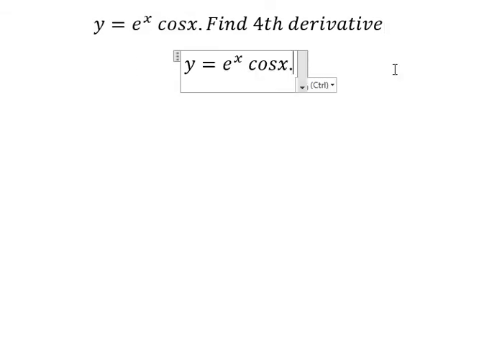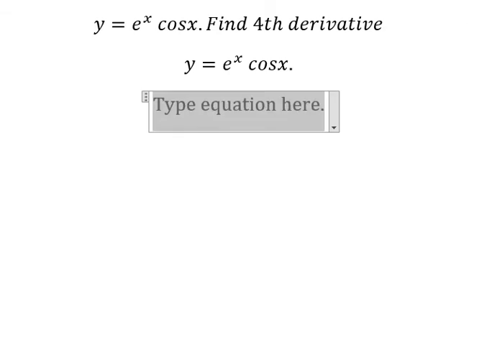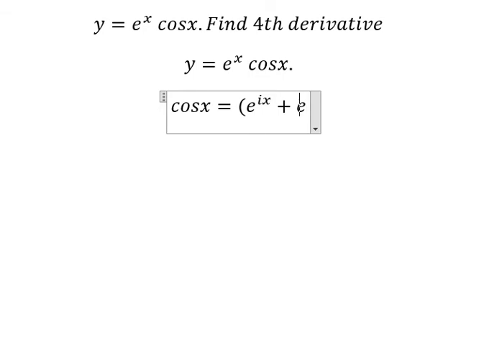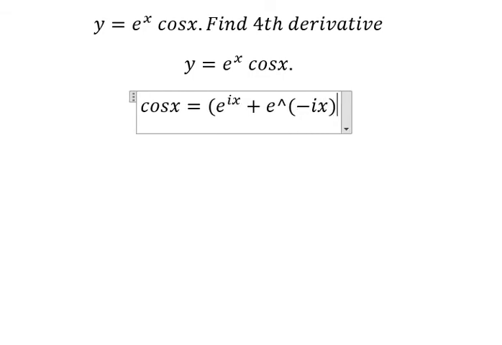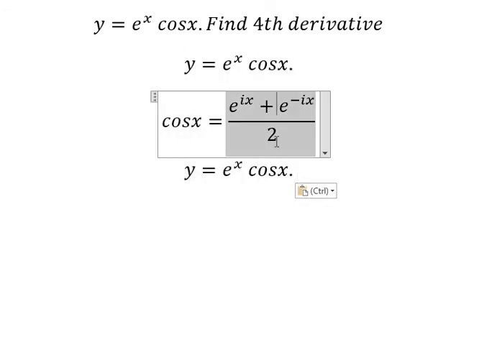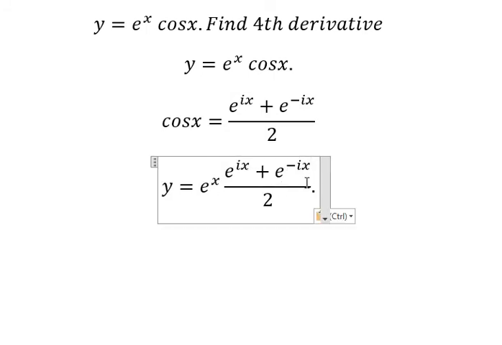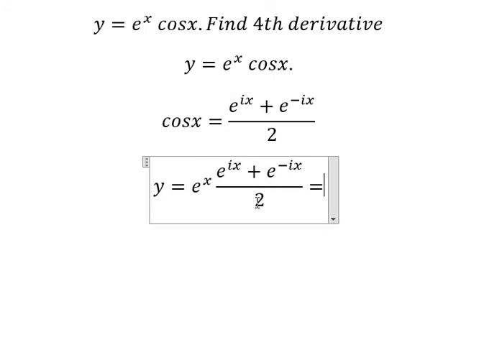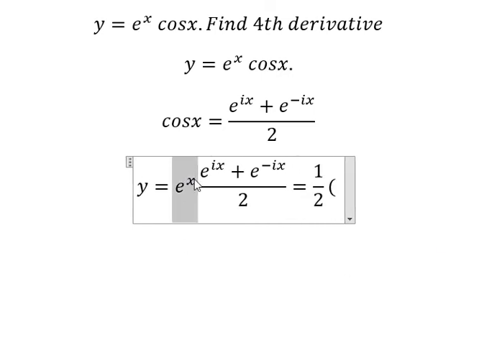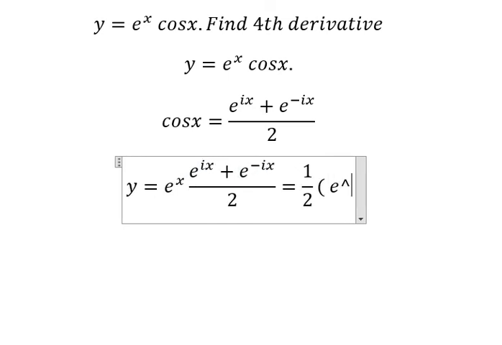So the first thing we need to know is that cosine x we can transform into e to the power of ix plus e to the power of negative ix over number 2. And now we need to transform cosine x into this one. So we have number 2. I will do factorization. e to the power of x multiplied by this one and this one. So they should be like this.